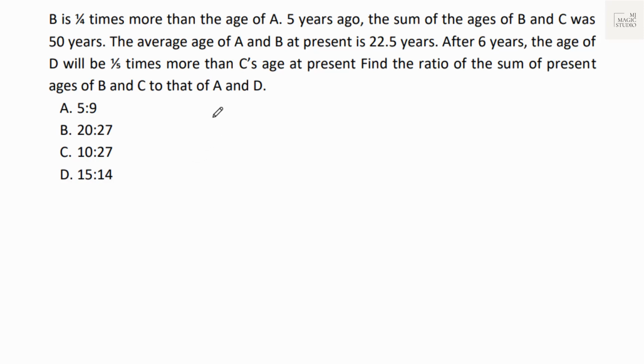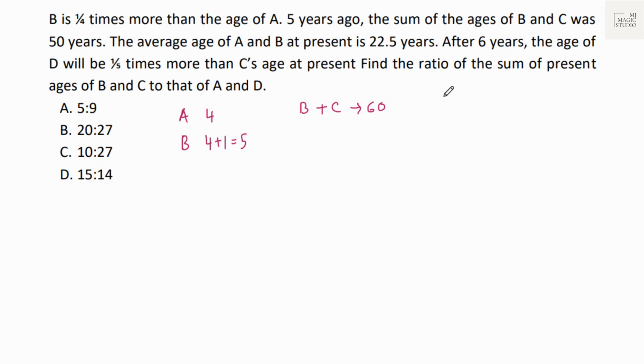Read, frame, solve. B's age is 1 by 4 times more than the age of A. That means if A's age is 4 years, B's age is 4 plus 1 by 4 of 4, that is 5. That means the ratio of A to B is 4 to 5. 5 years ago, the sum of ages of B and C was 50 years. That means the current age of B and C together would be 50 plus 5 plus 5, that is 60 years.